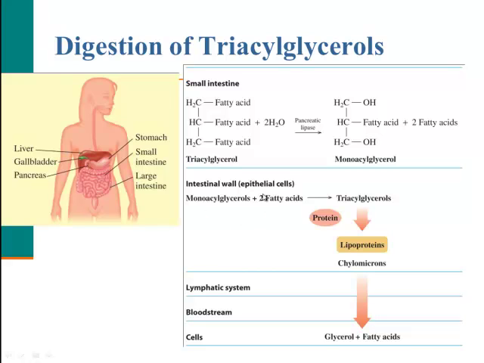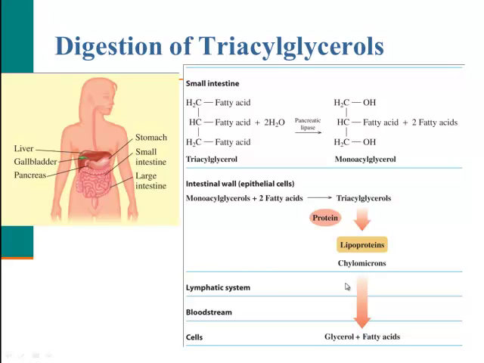Now, once in the epithelial cells, those pieces will be reassembled and the triacylglycerols will be regenerated. The triacylglycerols will then complex with proteins and other lipids to form lipoproteins. Remember, lipoproteins were discussed at the end of chapter 17, and those are basically small packages where triacylglycerols or cholesterol and cholesterol esters were packaged to be delivered to the rest of the body. The lipoproteins leaving the small intestine are called chylomicrons.